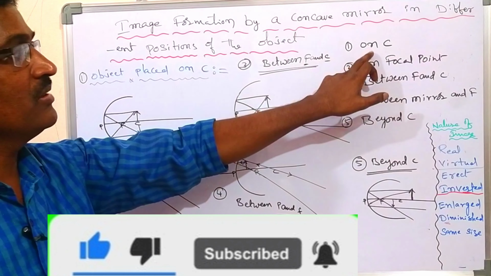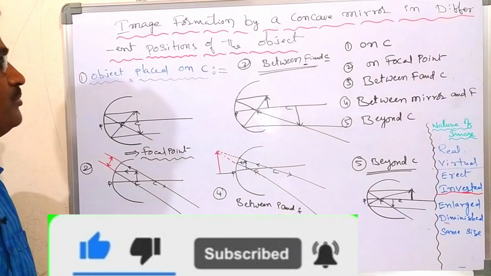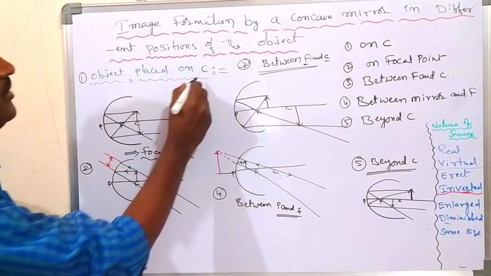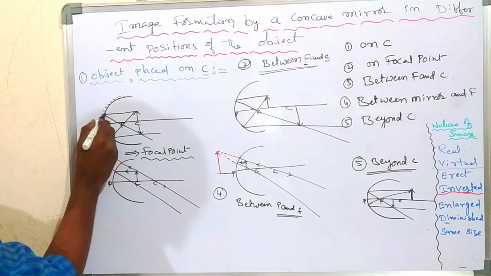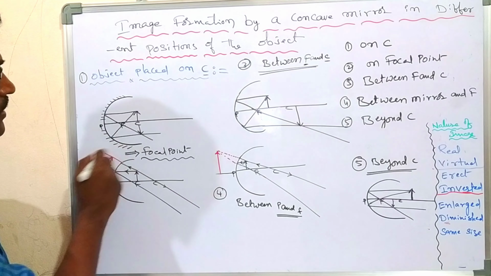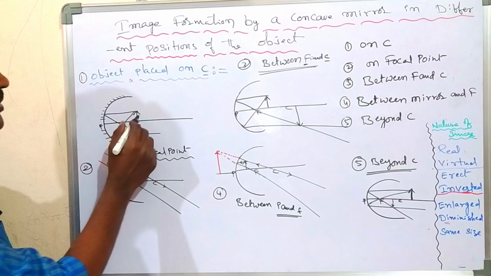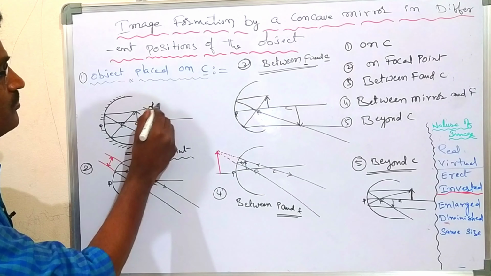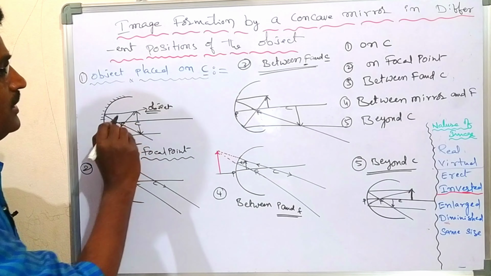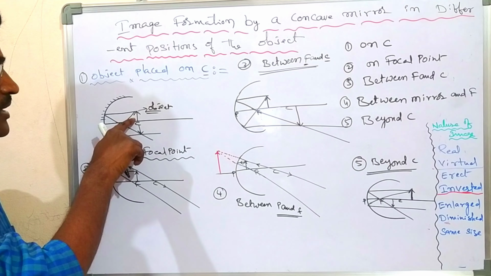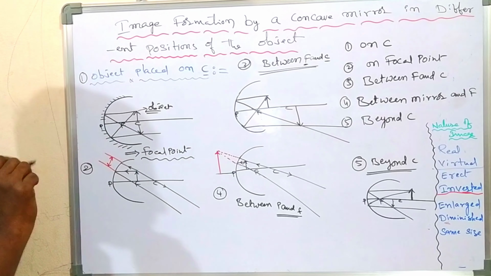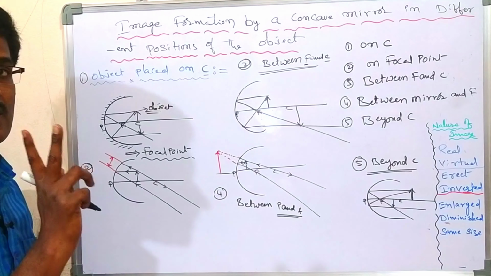First condition, where the object is placed on C. Look here, this is a concave mirror. In the concave mirror, this is the object, and the object is placed on C. Now you have to imagine how the image is formed by the ray diagrams.